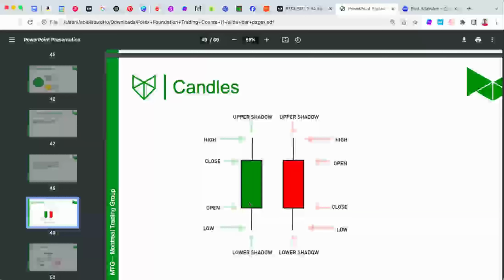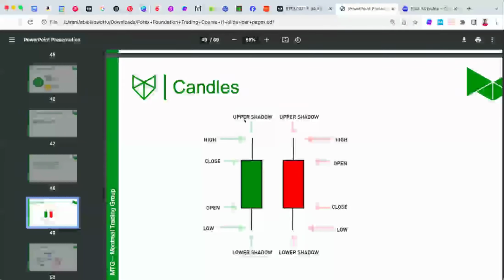So this will be our open, and this will be our close. If it made another move from here up to here and then closed here, there will be a wick, because price actually flashed to this area, which is the upper shadow, which we can also refer to as our high.